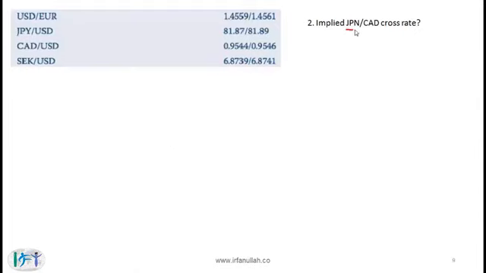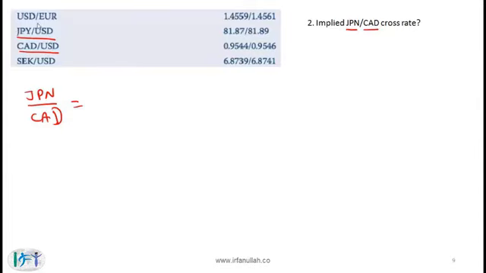Next, Japanese yen to Canadian dollar. So Japanese to Canadian, how do we write this? Let's look at which exchange rates we need to consider. Obviously, we'll need this one, Japanese yen USD, and we'll need a USD Canadian dollar.